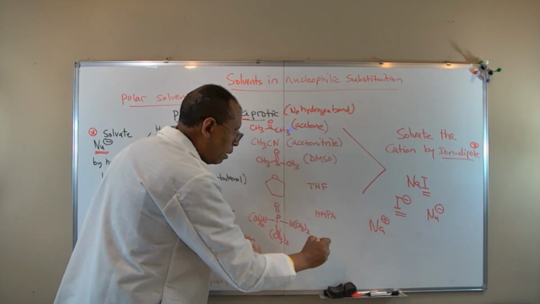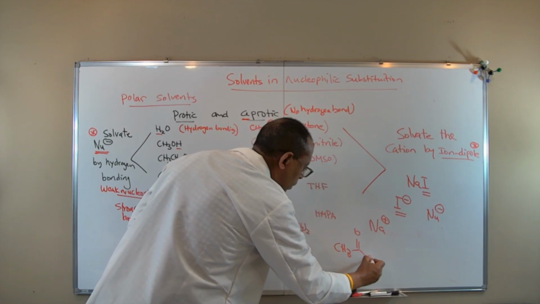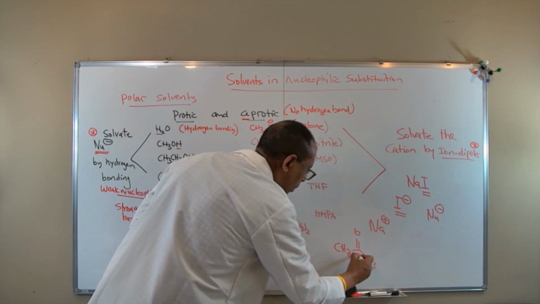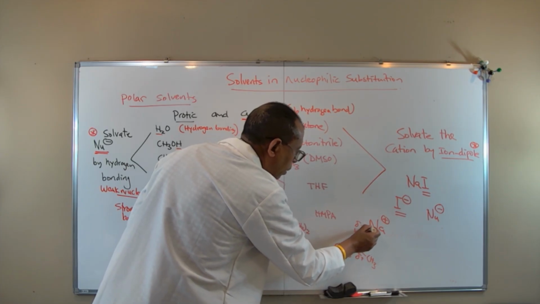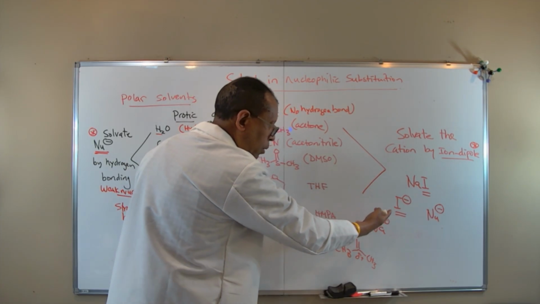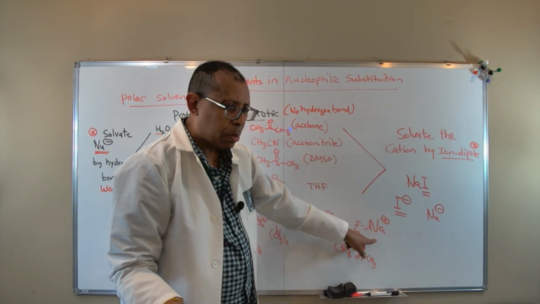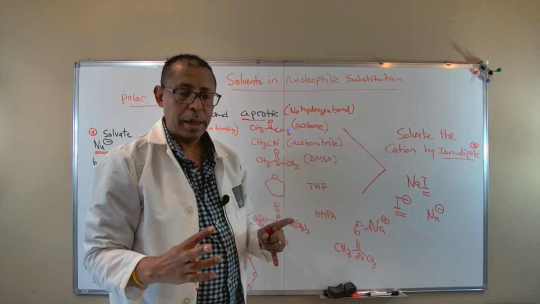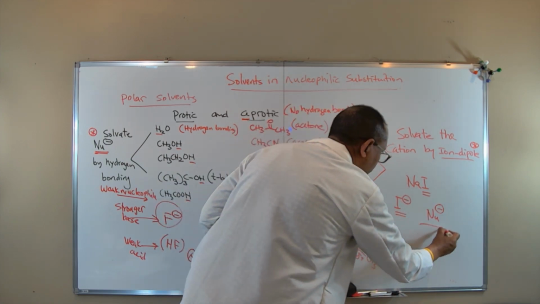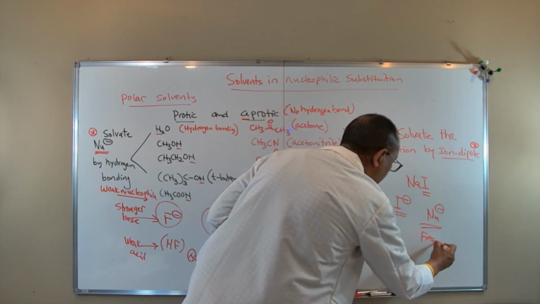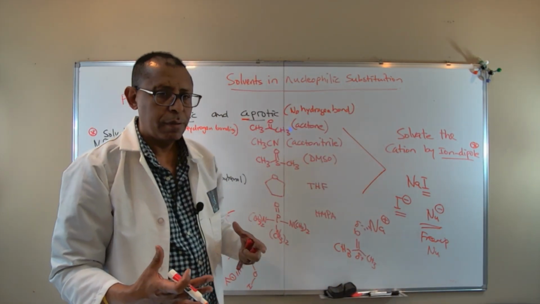For example, if you have acetone, it has a sigma plus and a sigma minus, which has ion-dipole interaction with sodium, for example. The negative end, the sigma negative, would coordinate with sodium plus. That makes the iodide more free. So they free up the nucleophile. Makes it available for the reaction.